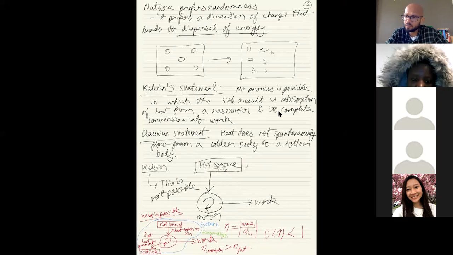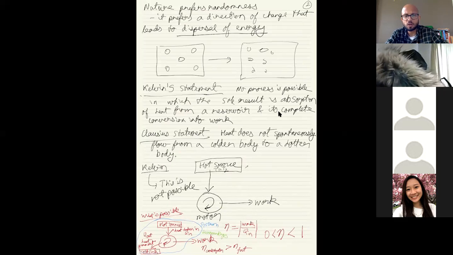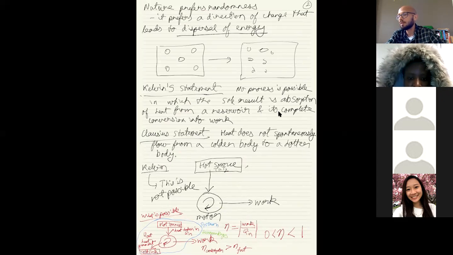Nature prefers randomness. It prefers a direction of change that leads to dispersal of energy. Nature wants energy to be distributed in as many different ways as possible. Nature is, yeah, let's not get political here. I would have said nature is democratic, but anyway.